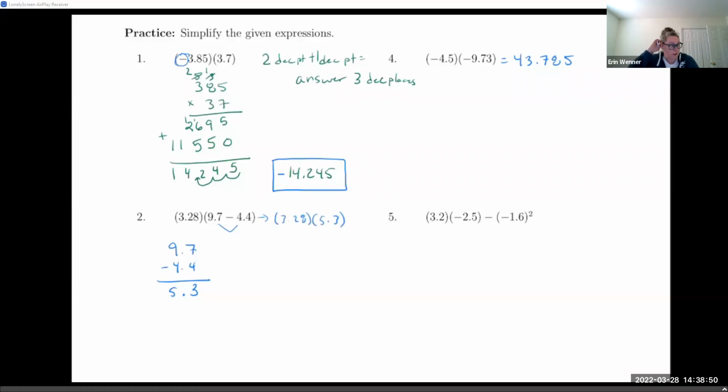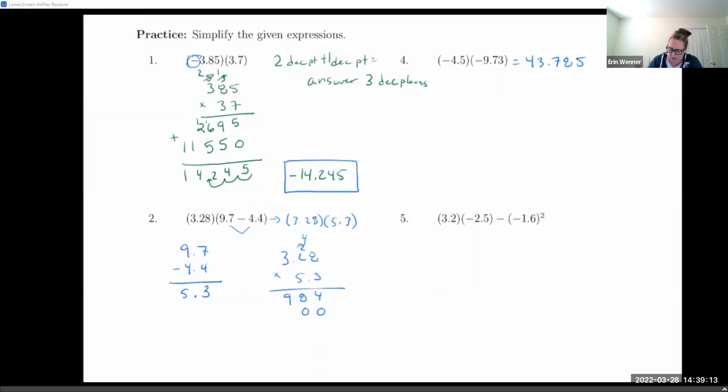And then once we simplified, now we're just multiplying those numbers as they are. So we'll do 3.28 times 5.3. And we just move through it, right? So again, sorry, I'm moving through quickly. I'm not explaining what I'm doing.